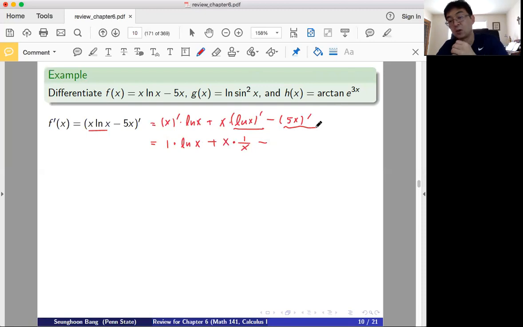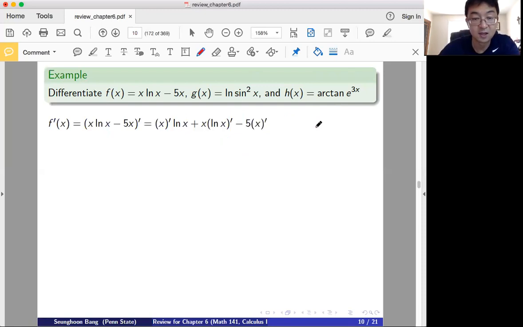Could you write your answer on the chatting board? What's 5x prime? Is it 5? It's good, thanks. This is 5. So simplify. x is crossed out. This is ln of x plus 1 minus 5. 1 minus 5 is 4. ln of x minus 4. So that's it. This is the whole idea.